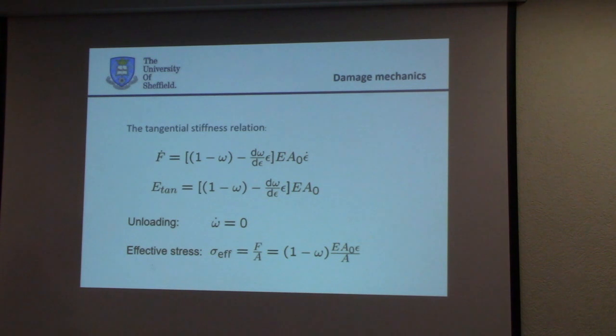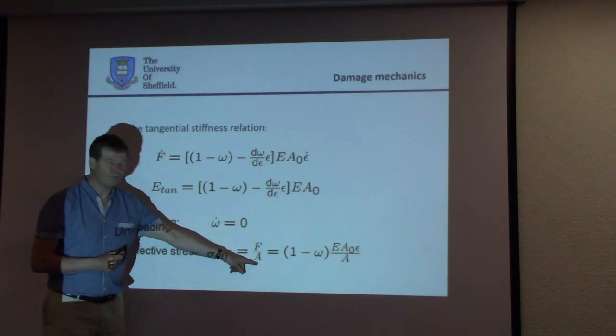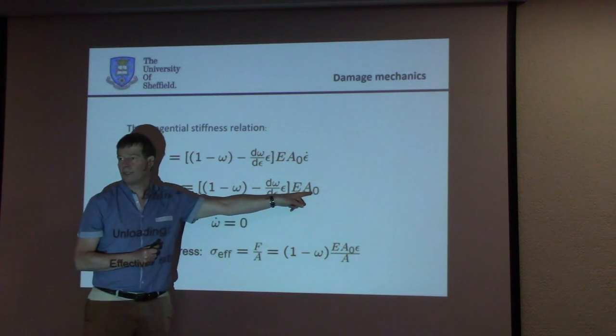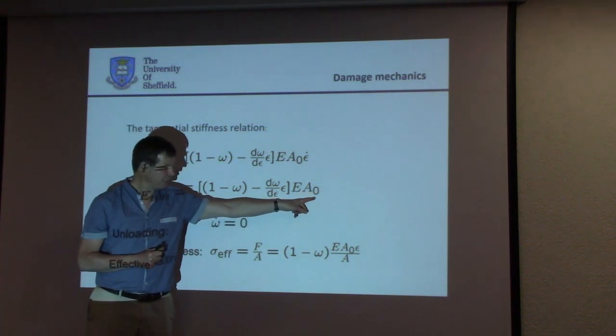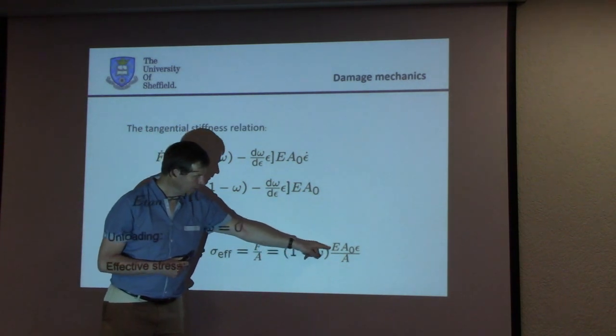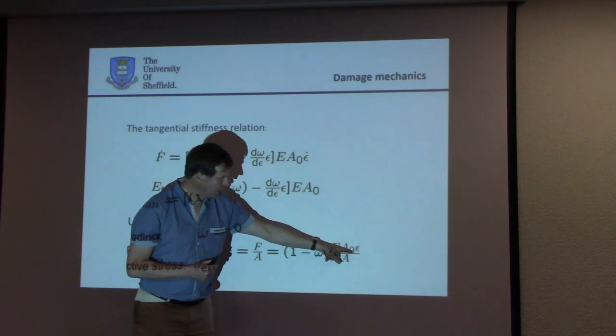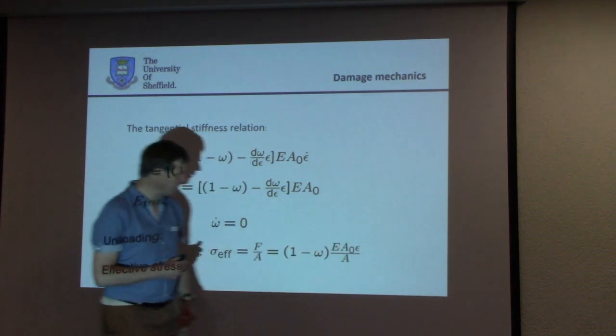So for our effective stress, which is essentially the force divided by the load carrying area A, rather than the original load carrying area A0, we have now 1 minus omega times Young's modulus times A0 times epsilon divided over A.